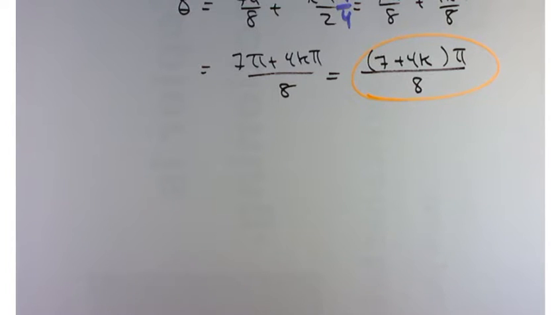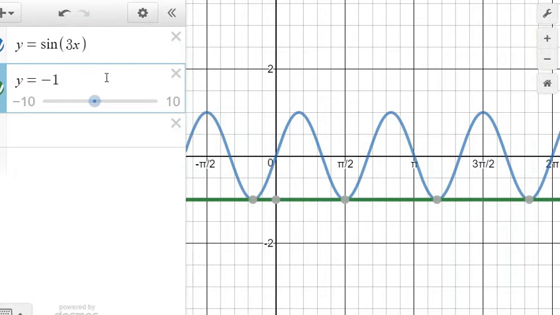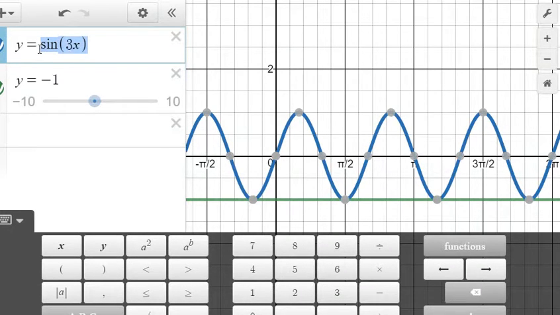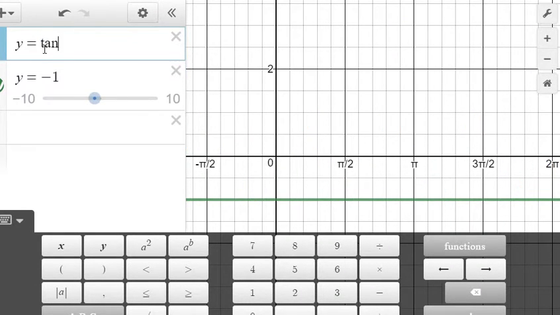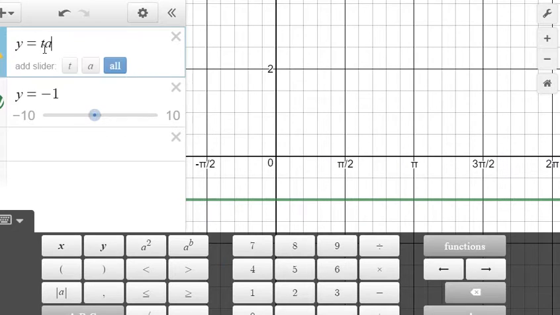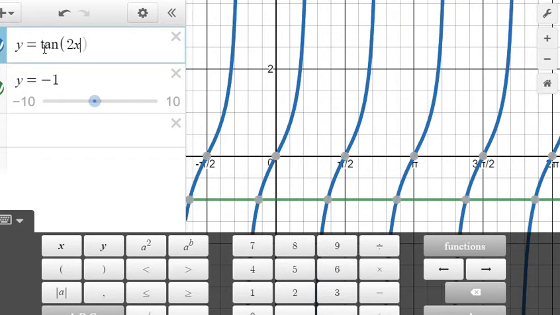Now, we're supposed to solve this in the interval 0 to 2 pi. Let's see if we can't figure out how many solutions we expect. I'm just going to do the graph up here as opposed to on my calculator. Let me graph, what is it, -1 and the tangent of 2x.